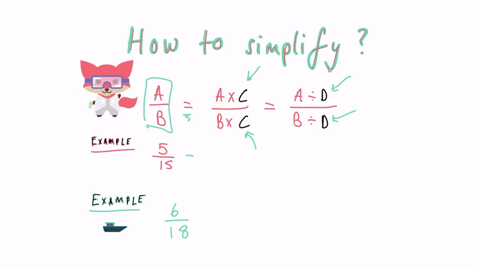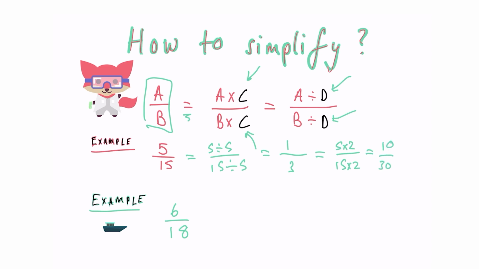5/15. Now, what if we divided the top and the bottom by 5? Well, the numerator becomes 5 divided by 5 is 1, and the denominator becomes 15 divided by 5, which is 3. So 1/3 is the same thing as 5 over 15. But we could go the other way. We could multiply the top by 2 and the bottom by 2. So 10/30 is also the same fraction.